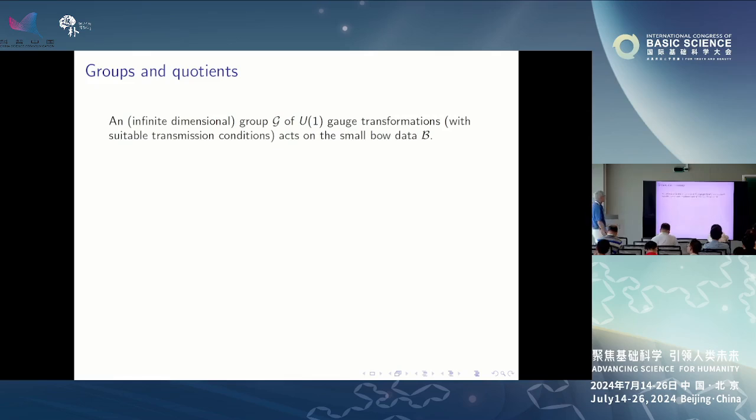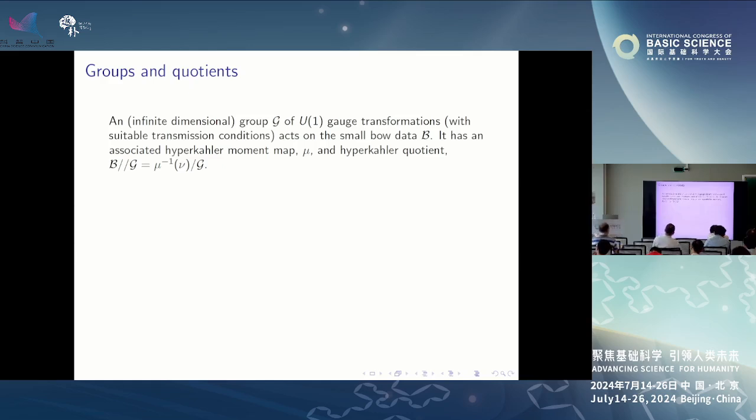All right, so we have some groups and quotients to think about. We're still in the small Bow case. So our H1 group of U1 gauge transformations acts on the small Bow data as before. And we can then take the hyperkähler quotient. So I called my small Bow data B for Bow. I don't know what you call that kind of G, but we take the hyperkähler quotient of the data by G, and that's mu inverse of nu, for nu at an appropriate parameter, mod G.